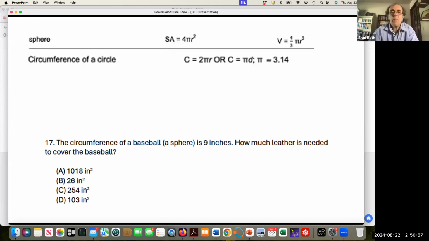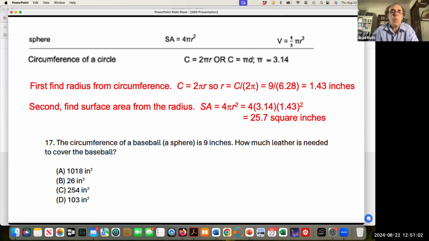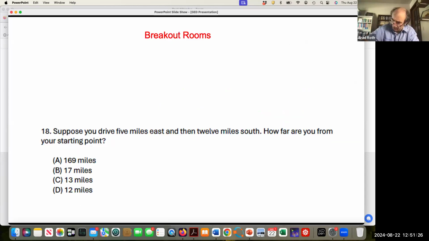On my answer sheet, but again, this is not a question that's just plug and chug. First, you've got to find the radius from the circumference. And then once you have the radius, you use the surface area equation, SA, surface area is 4 pi r squared, to get the surface area, which is the amount of leather. So a lot of the geometry questions will be kind of two-step problems like this one. It gives you 26 square inches. Okay, and another one here is this problem.